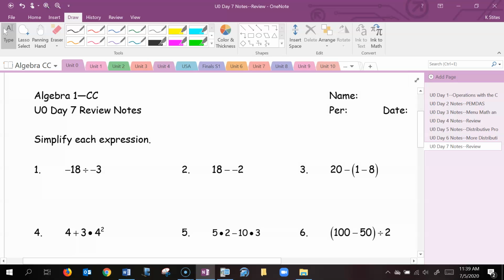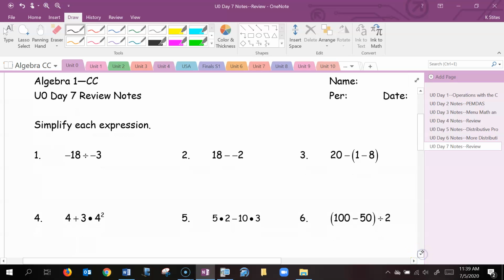Okay? All right, so let's simplify each expression here. Negative 18 divided by negative 3, we should be able to do this without a calculator, and we should know that a negative divided by a negative is a positive. So it should be a positive 6. Number 2, also very reasonable to be able to do without a calculator. You can go ahead, do your double line rule here, and this really just becomes 18 plus 2, which is 20.